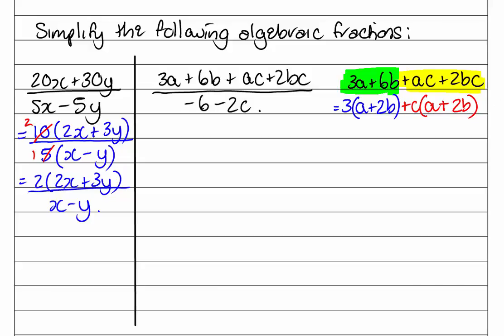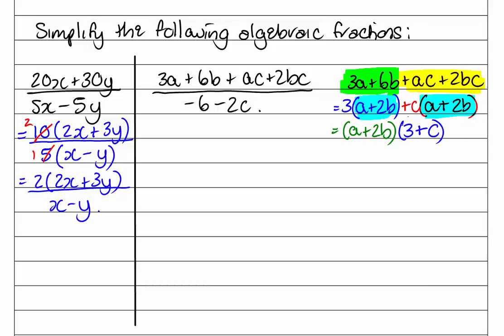So what you should see now is we have brackets that are the same. There's a plus 2b. So I can bring it out the front. I can bring that bracket out as a factor. So that's going to equal, I put the a plus 2b out the front, and I then have I've got 3 lots of a plus 2b, so I need the 3. I've got c times a plus 2b, so I need the c.